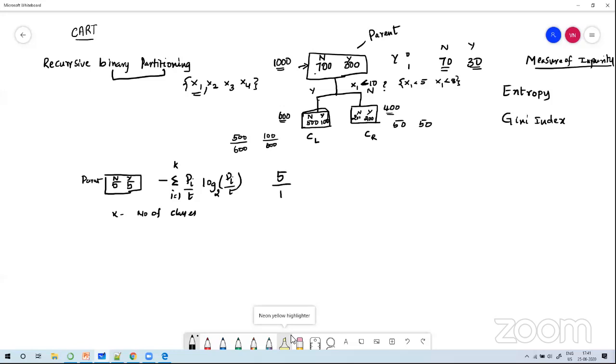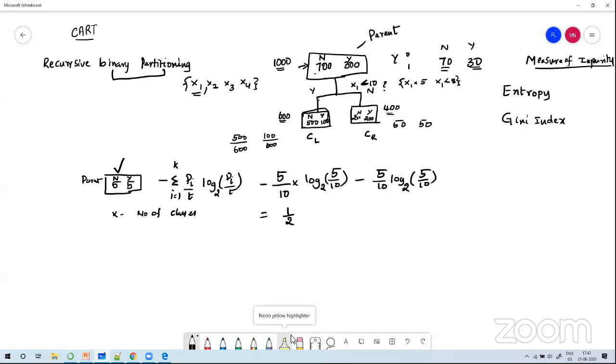Five by 10, that is minus, into log of 5 by 10 to the base 2. So that is for no group. And similarly for the S group, minus 5 by 10 log of 5 by 10 to the base 2. So this can be written as 1 by 2, 2 to the power of minus 1. So 2 to the power of minus 1 will come here. So this will become 1 by 2. Log 2 to the base 2 will be 1.